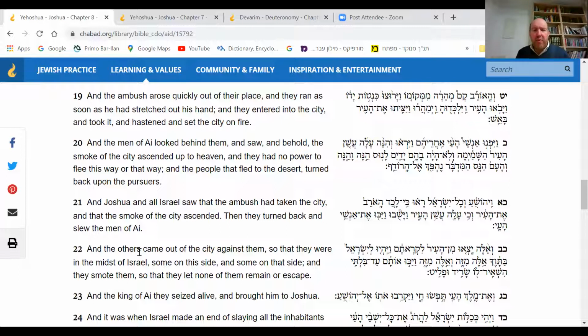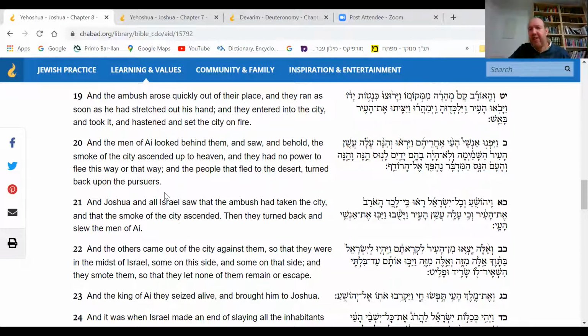So the city is set ablaze, and verse 20: And the men of Ai looked behind them and saw, and behold, the smoke of the city ascended up to heaven. And they had no power to flee this way or that way. And the people that fled to the desert turned back upon the pursuers. So here we see a description of the turnabout of the events, where now the pursuer becomes the pursued.